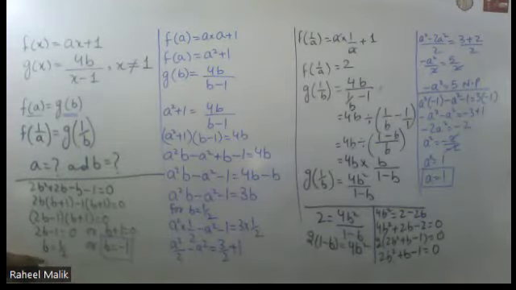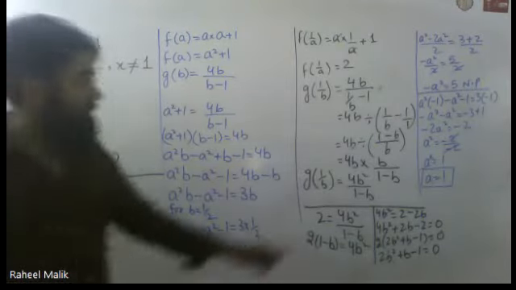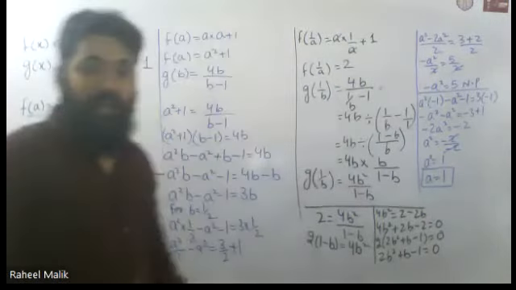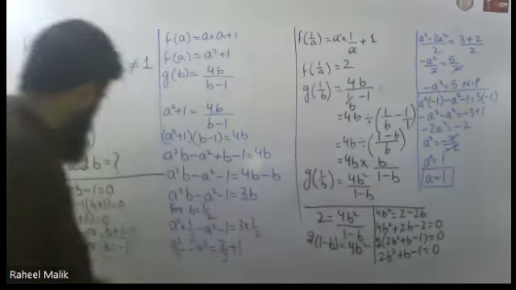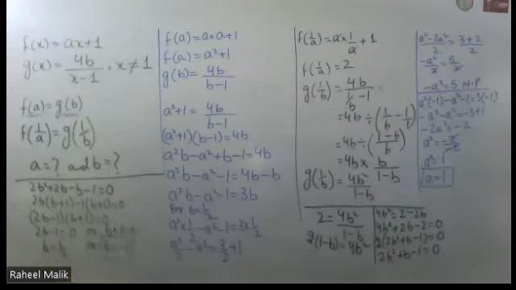And this is not possible because of this. The result of a is coming over here, which is not possible. So we will decline this one. a equals 1 and b equals minus 1 will be your final answer.